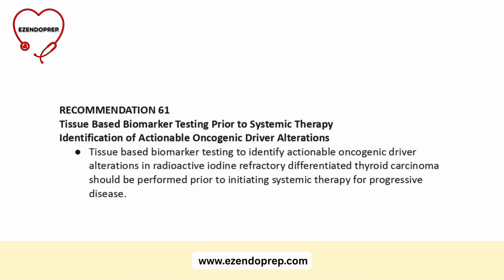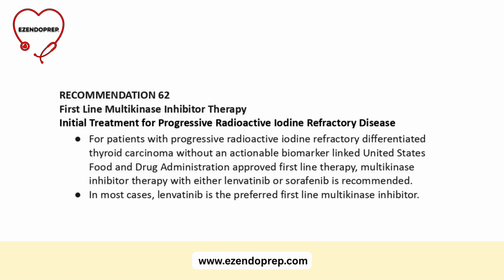Before starting systemic therapy, tissue should be tested for actionable oncogenic driver alterations. This biomarker testing is essential. When systemic therapy is needed and there is no actionable biomarker, the first-line option is a multikinase inhibitor. The drugs are lenvatinib or sorafenib, with lenvatinib preferred.